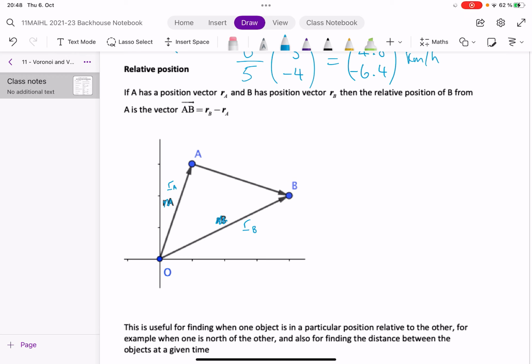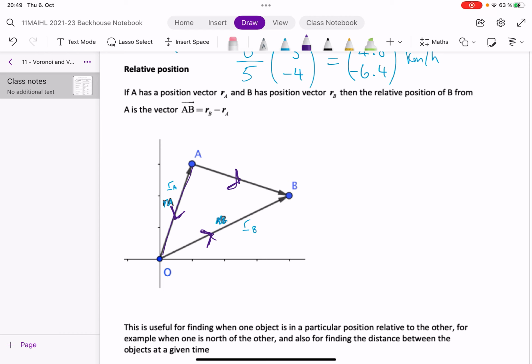And we know from what we've done before that to find A to B, we would normally go back down the wrong way. So we'd have to do -RA and then along RB. And that's how we get the vector AB. And that tells us the relative position, which is if you are on, let's say these are ships, because we've been talking about ships. Let's say you're on boat A, it tells you where boat B is relative to your position, rather than relative to a harbour or a port.